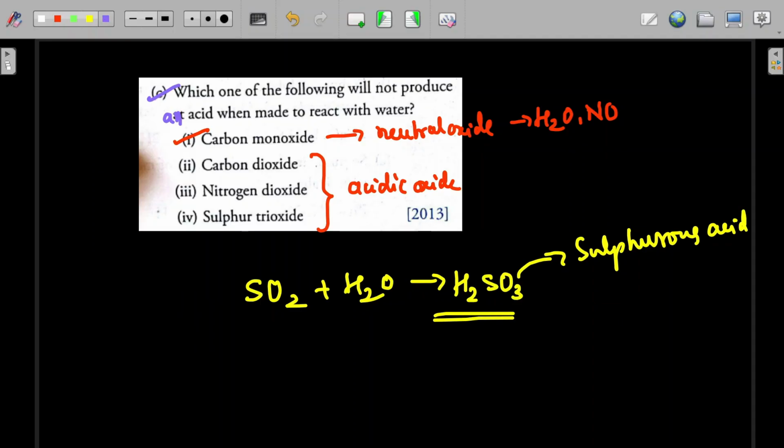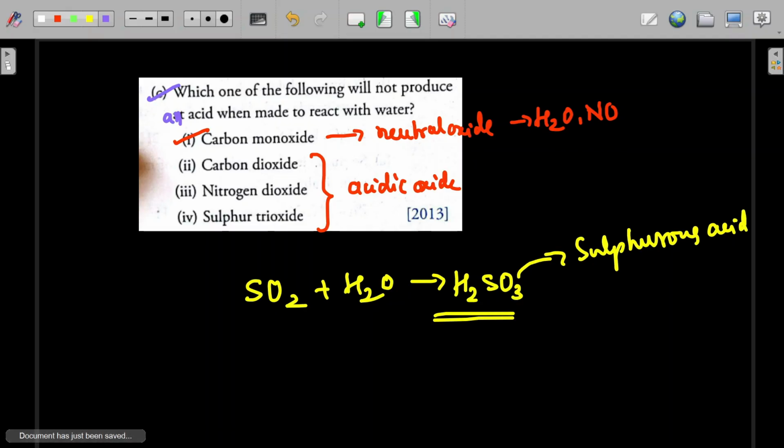Might be, but if you say controlled condition, I am doing this in very cold condition. Now, whatever forms an acid, whether it forms an acid or not, it is forming, then it is an acidic oxide. Sulfur trioxide is also an acidic oxide. When you dissolve it in water, it will form sulfuric acid.